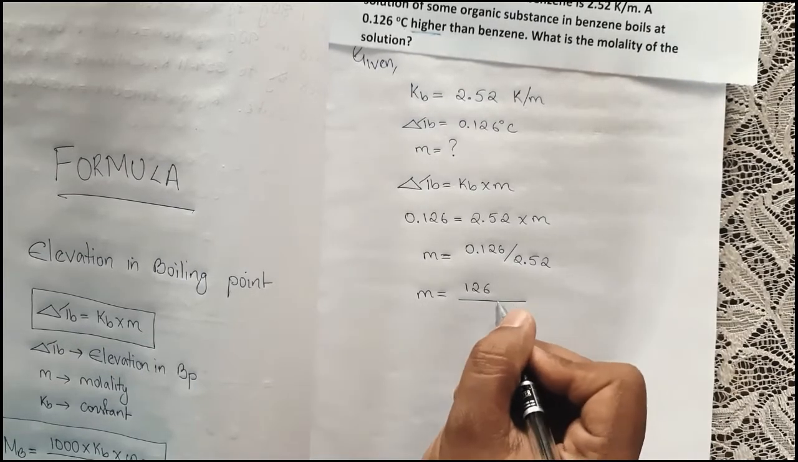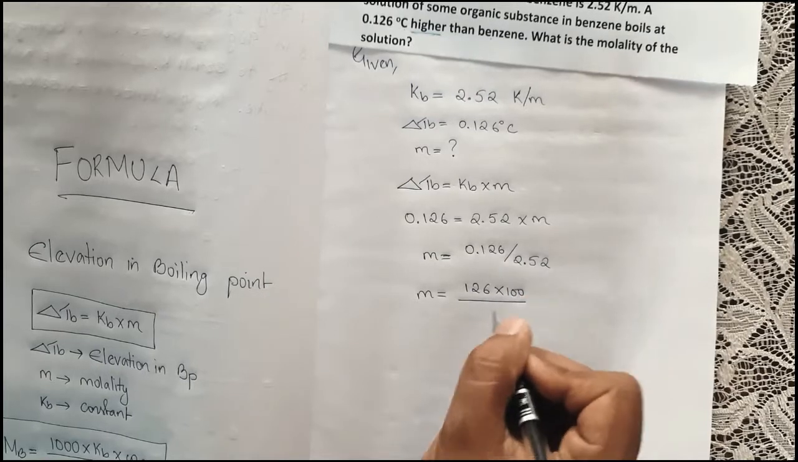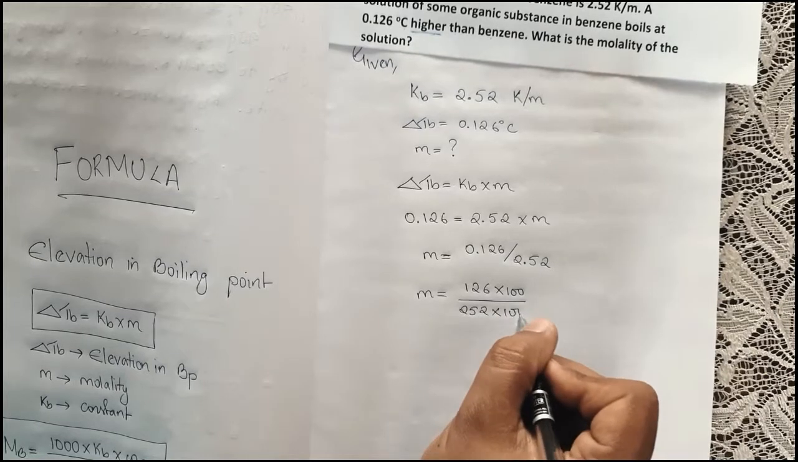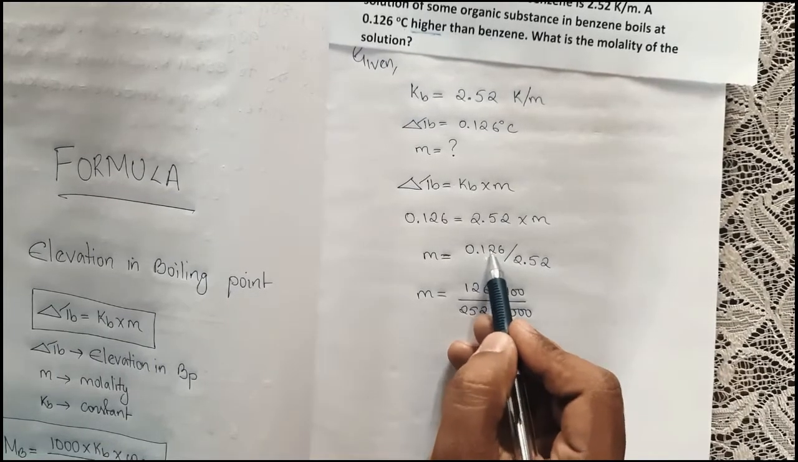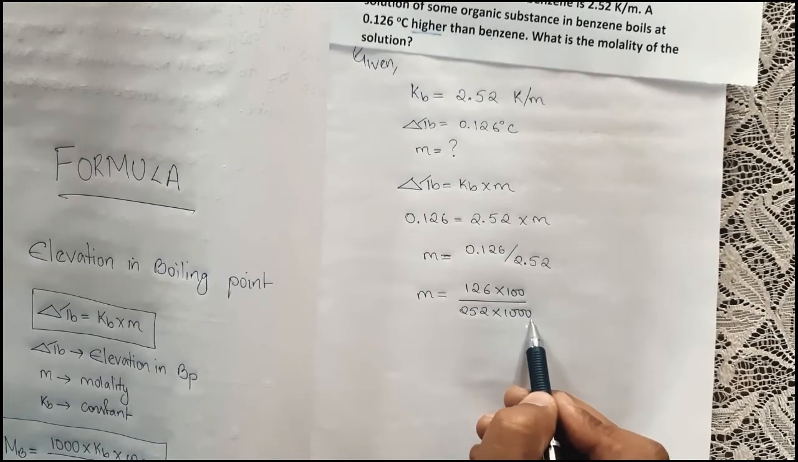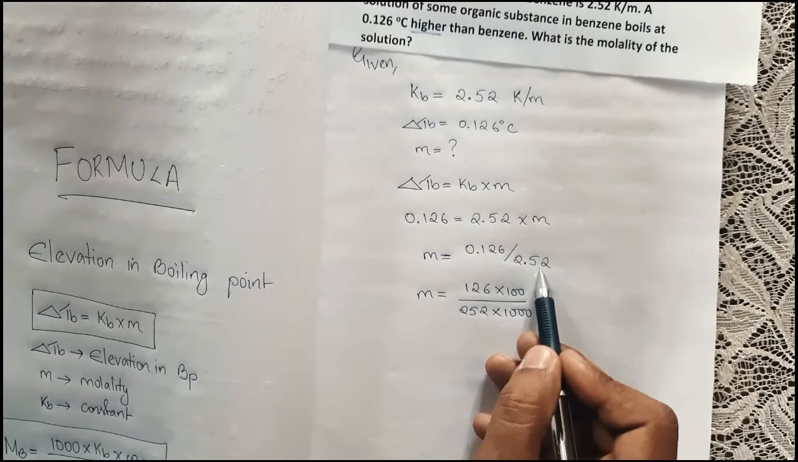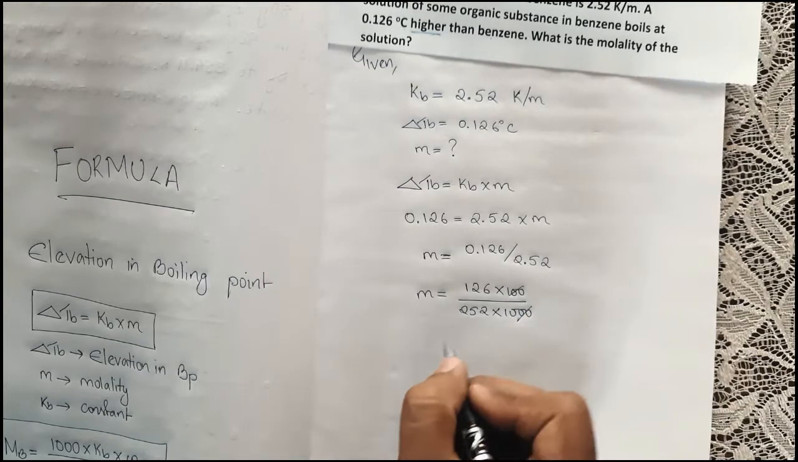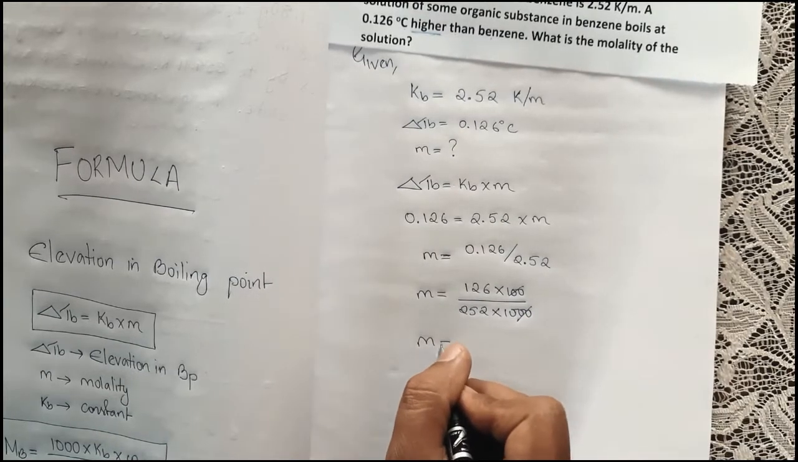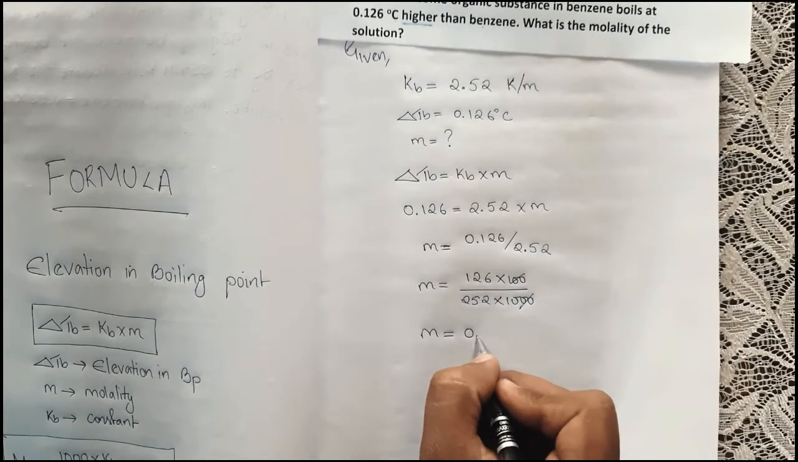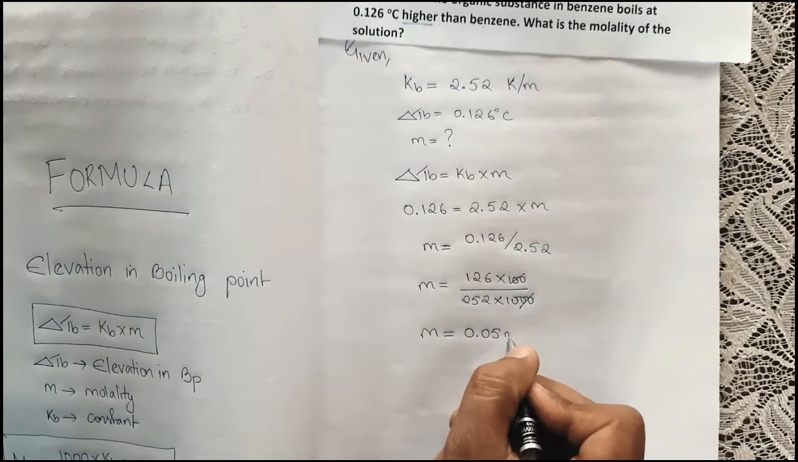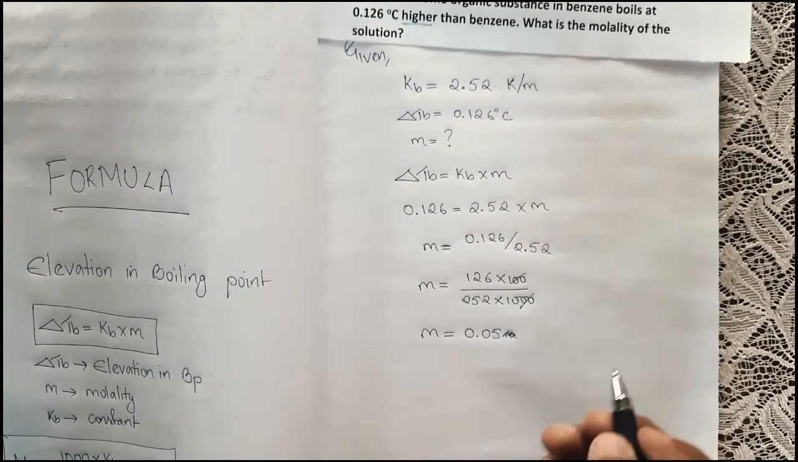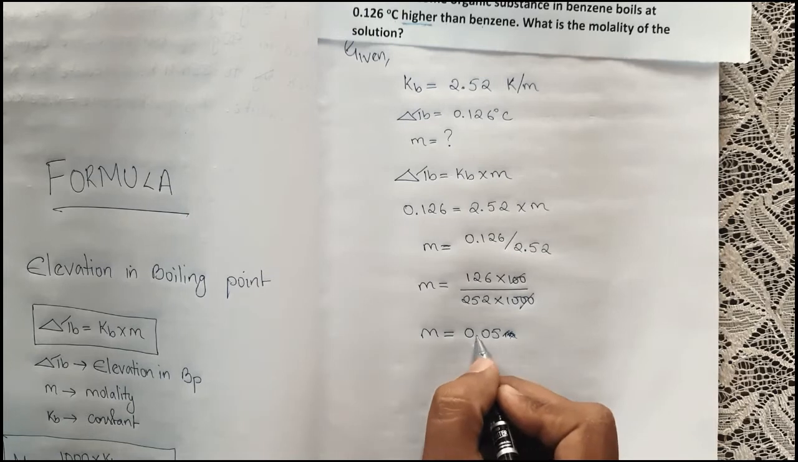126 into 00 and then 252 into 1000. So after the point we have 3 digits, so I'll put 3 zeros below. After the point we have 3 digits, so I'll put 3 zeros above. So I can cancel 2 zeros out here, and we shall have 0.05 molar. Okay, now I need to write this one also. So we shall have 0.